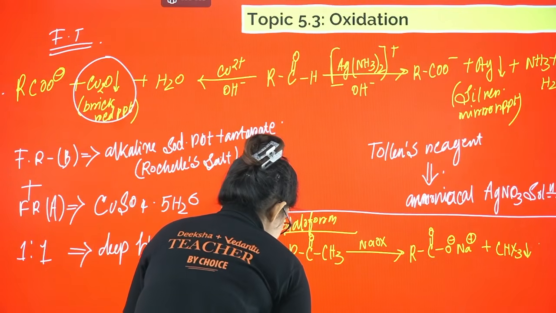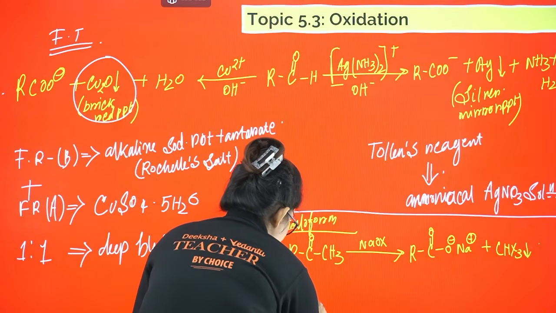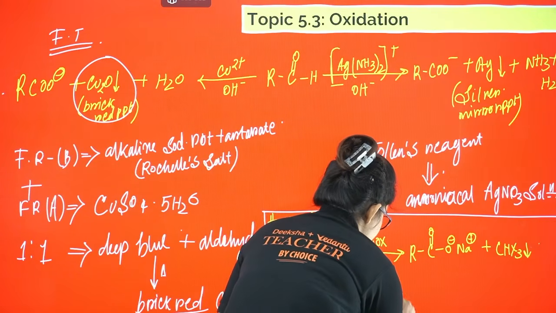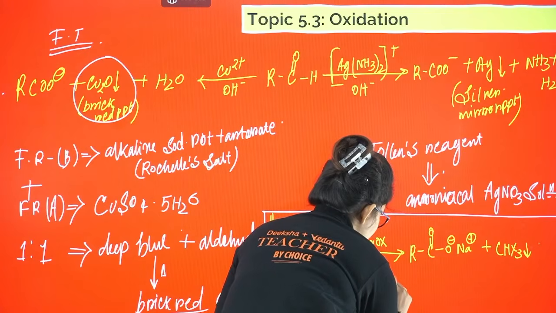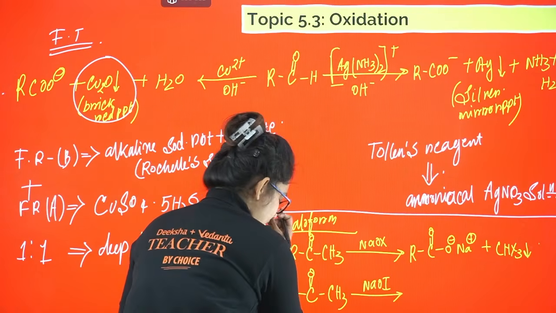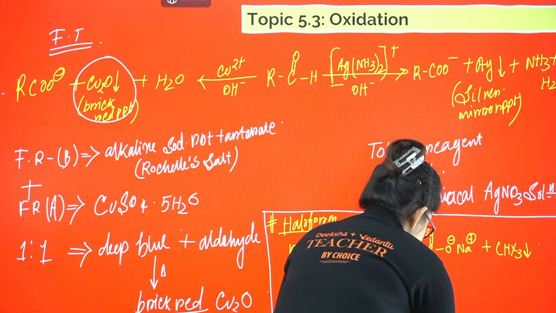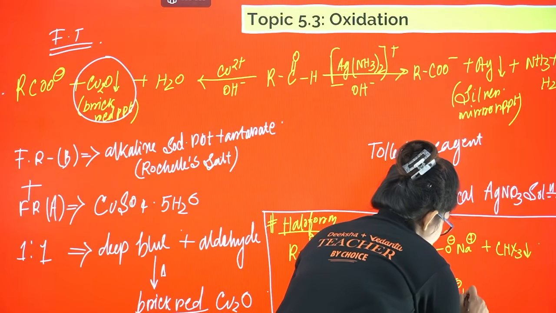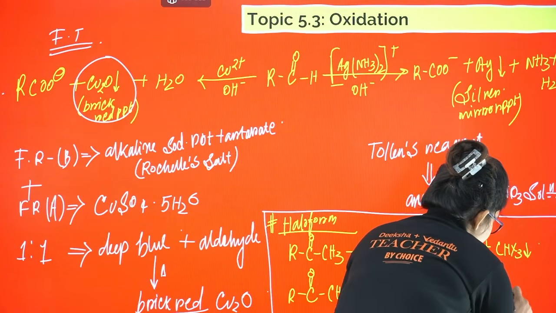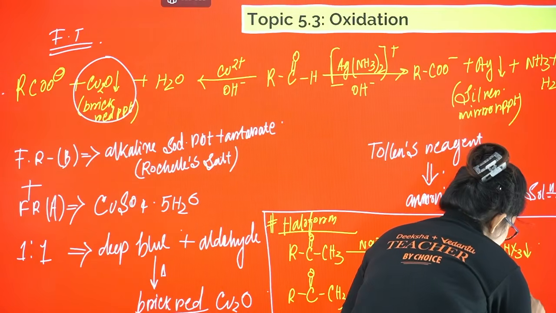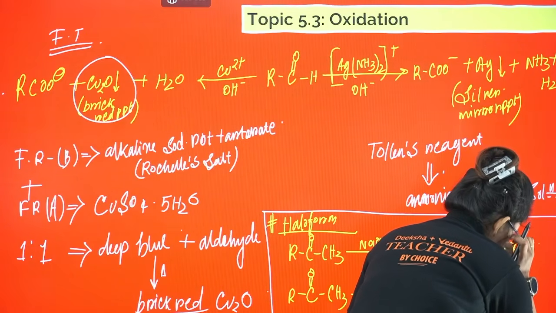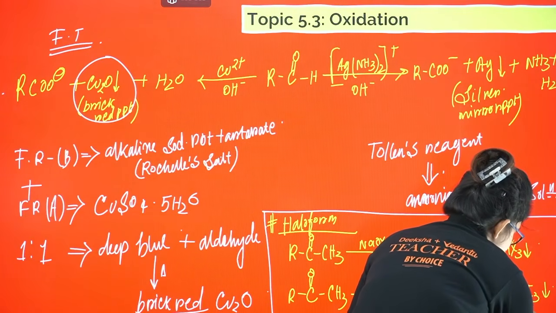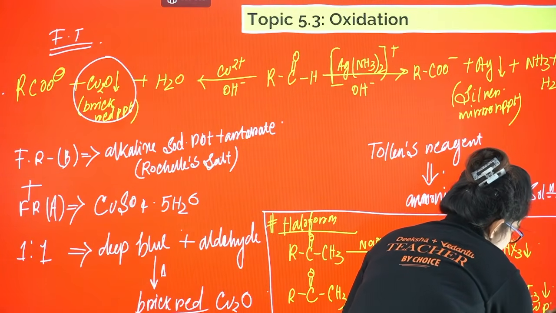See one example, let me show you. Let's say I am having RCOCH3, same thing. Let's say I am using NaOI. So you will end up with RCOO minus Na plus, and you will get the yellow precipitate of iodoform.